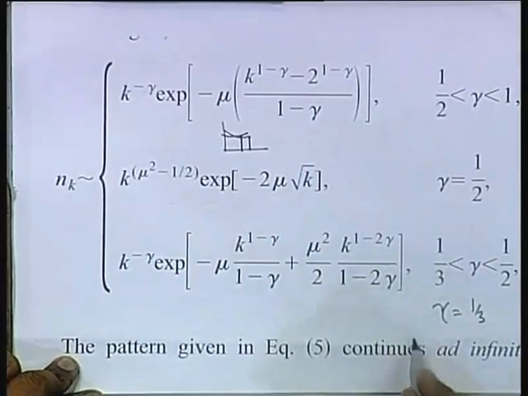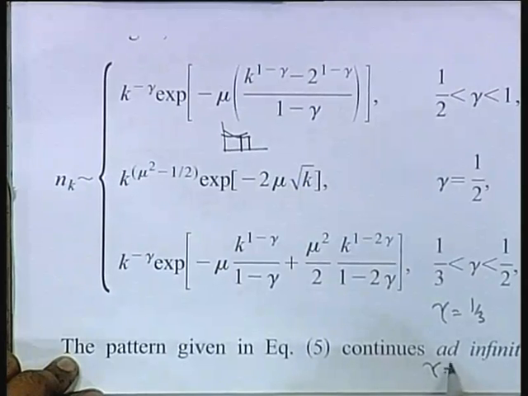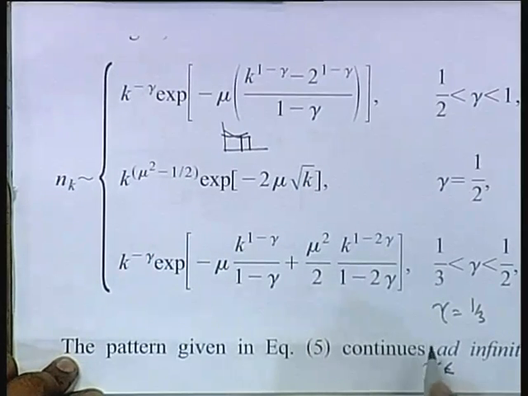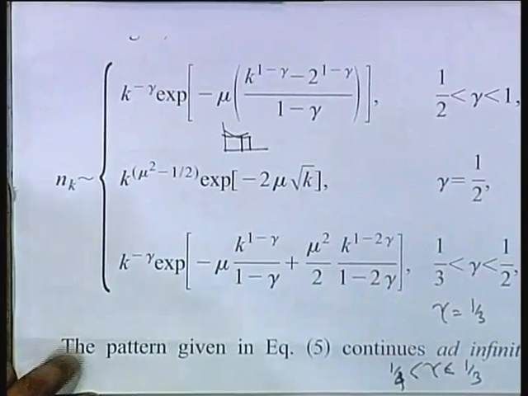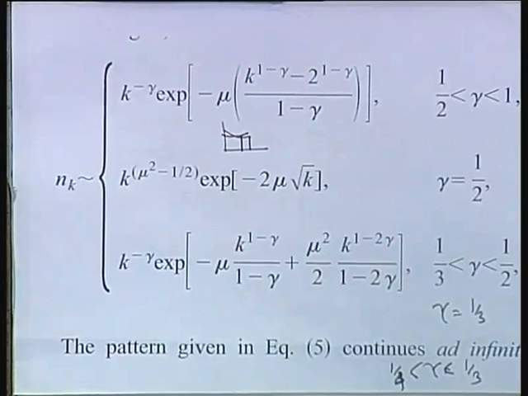Then for gamma less than 1/3 to 1/4, okay, this way things go on. Okay. So, there is a synchronous point.